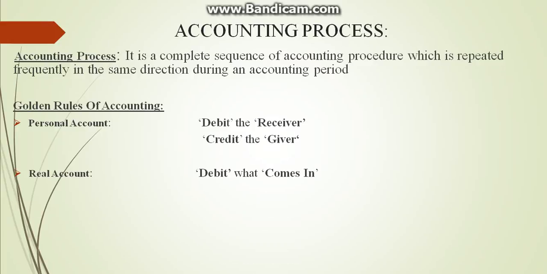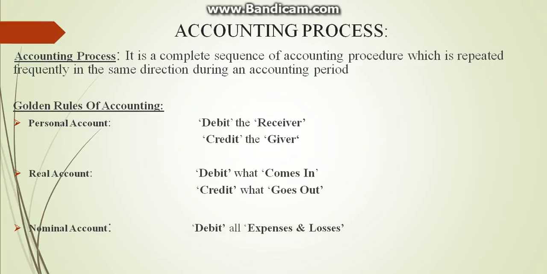The second one is the real account. Here I am going to consider the items of the balance sheet, either a liability or an asset. For such types of transactions we use the real account rule. The rule of real account is debit what comes in and credit what goes out.